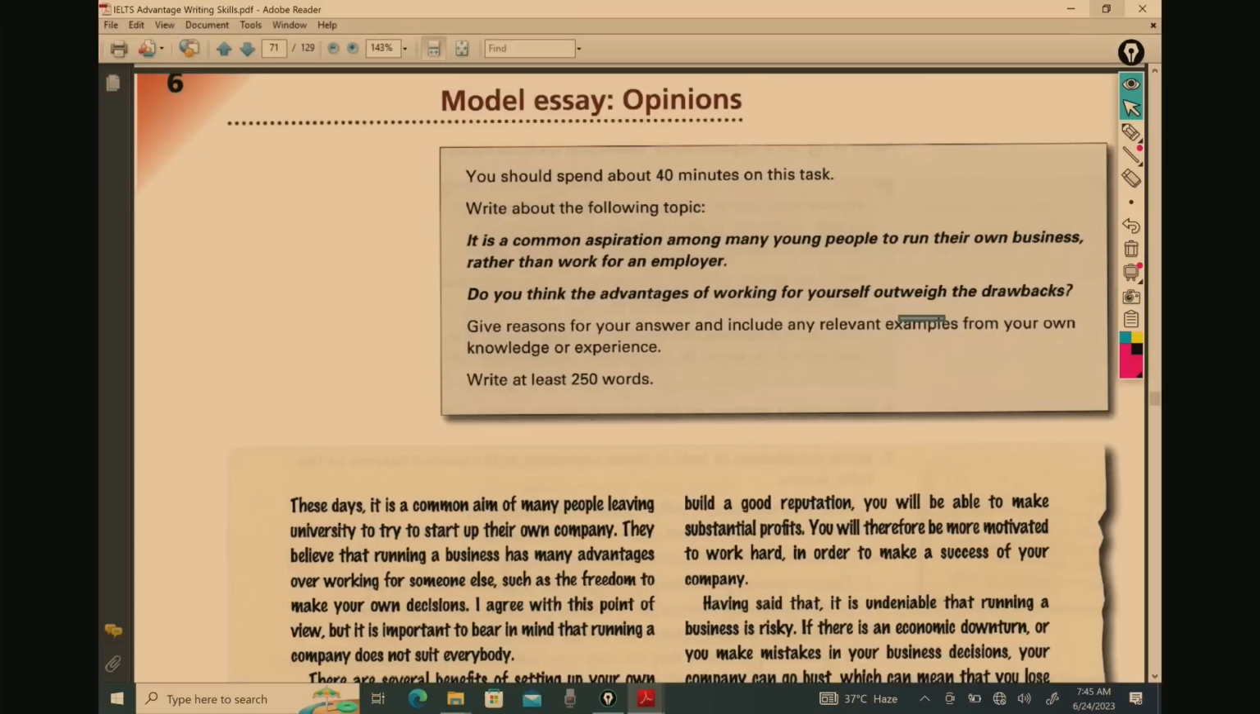Okay, so now we've got the same topic here. Once again, I'll go through it. This is how they give you the topic in the actual exam. You should spend about 40 minutes on this task. Write about the following topic, the same topic here. Give reasons for your answer and include any relevant examples from your own knowledge or experience. Now, let me tell you, include relevant examples from your knowledge or experience, but do not give personal examples.